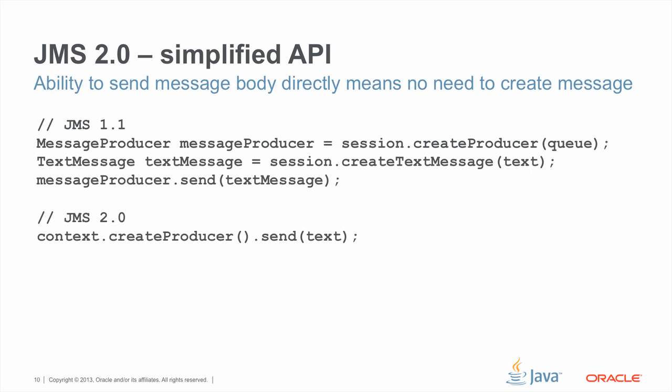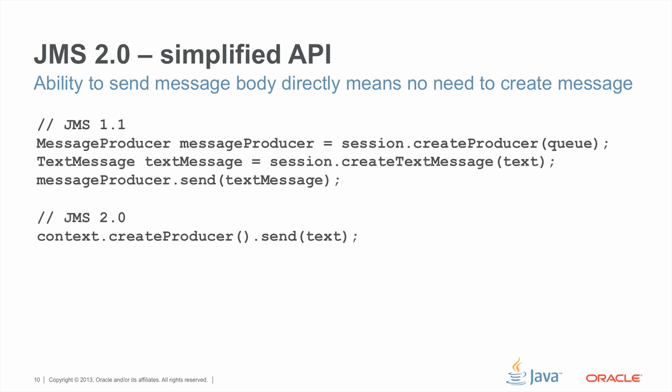The fourth big new feature of the simplified API is that when you're sending a message, in most cases, your code doesn't actually need to create a message object. Instead, you can simply pass the message body, a string in this case, into the send method, and JMS will create the message for you. There's one other feature we should look at here.